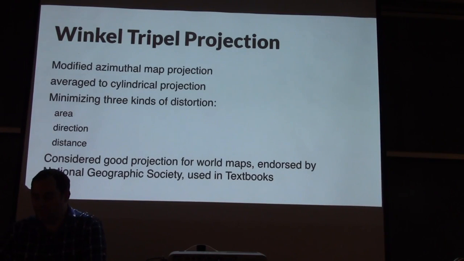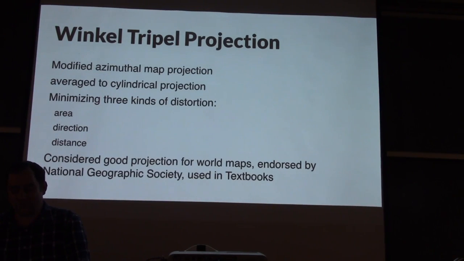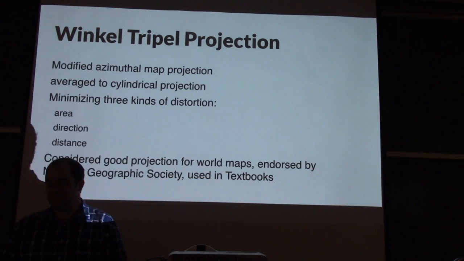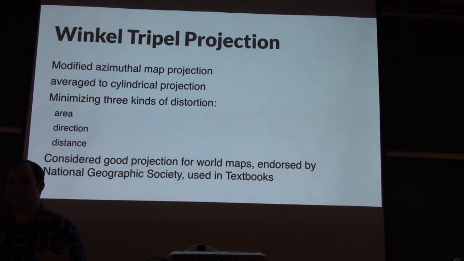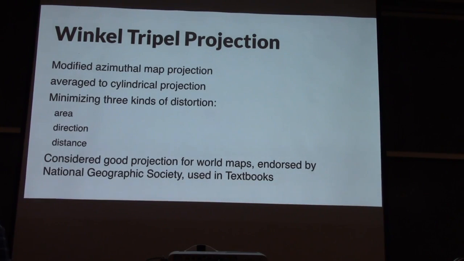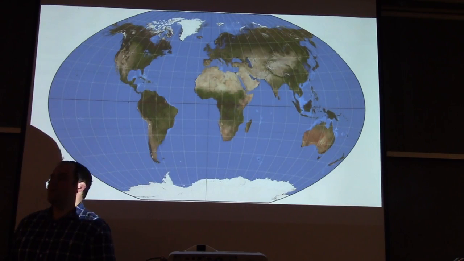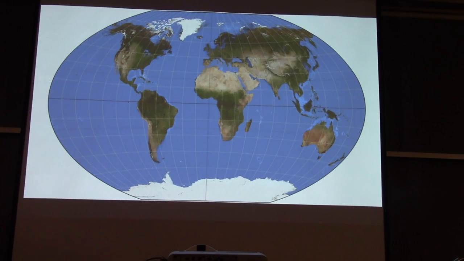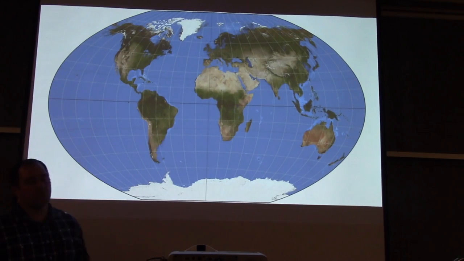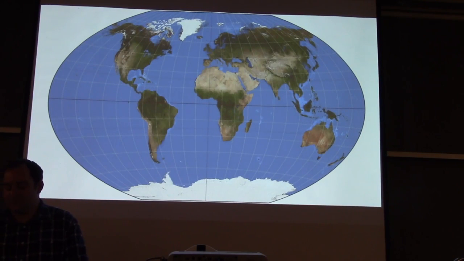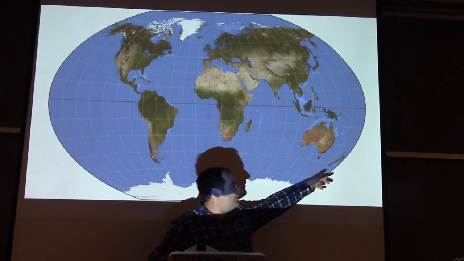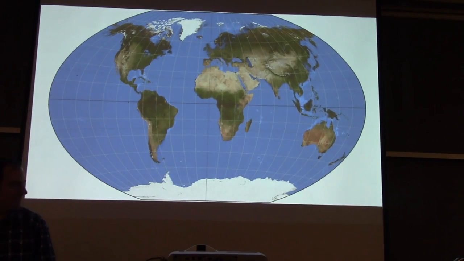The Winkel tripel projection is a modified azimuthal map projection, which is averaged with a cylindrical projection, and it minimizes three kinds of distortions: the area, the direction, the distance. None of those is absolutely faithful, but this is considered a good projection for use in world maps, and it's actually endorsed by the National Geographic Society for use in textbooks. So this is what that looks like, and that is a fair approximation of all of those things: distance, angle, and surface area. So if you want to show a world map, that would be a recommended projection. Of course, New Zealanders might disagree because they're hard to see down here. But yeah, they're left off even of our homework map.